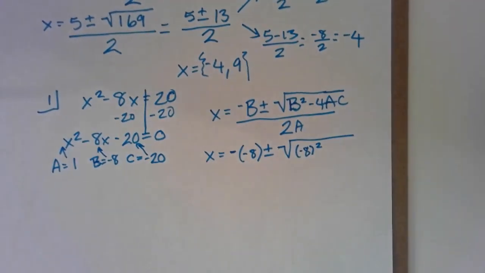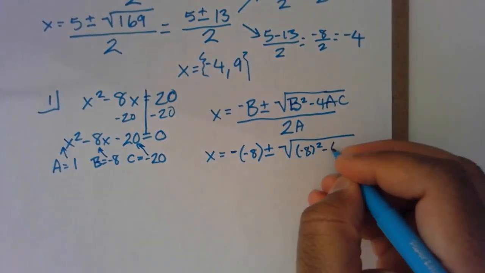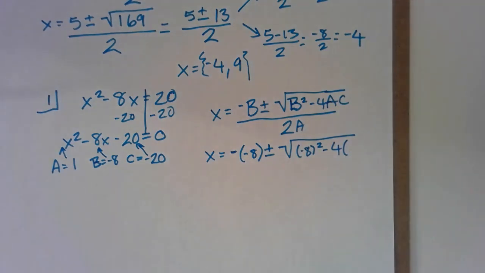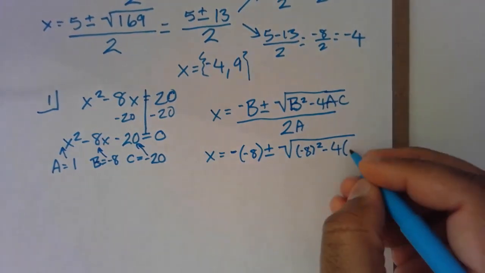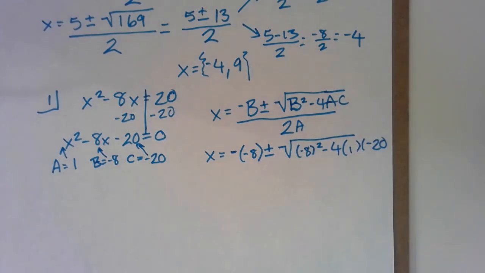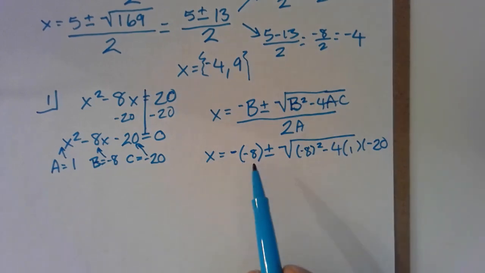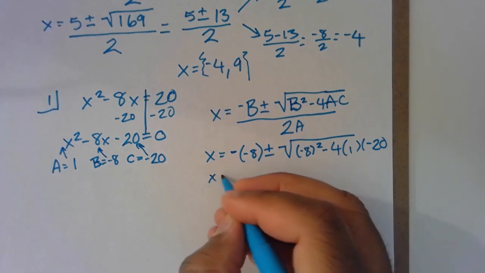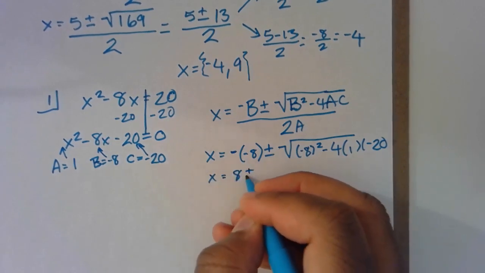Let's move this up a little bit. And then we'll have -4. In this case, our a is going to be 1, and our c is going to be a -20 here. So let's go ahead and break this down here. So negative times a negative here. So I'm going to have x equals 8 plus or minus.